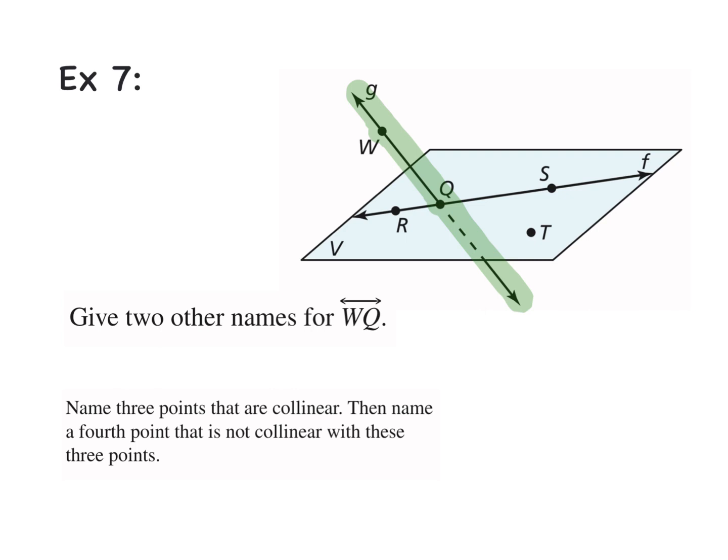It says give 2 other names for this line right here. Okay? Line WQ. So what's one name I can name it? Line G. We can use the cursive letter. And what's another name I can name it? QW with a symbol, or I could say line QW, either one. So you just switch those letters around. Okay, pretty simple, right?